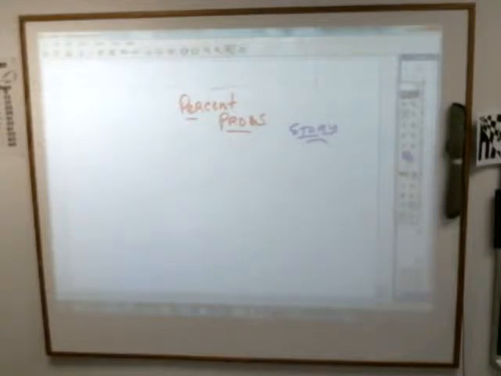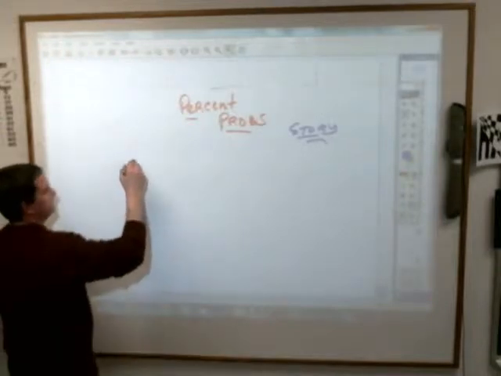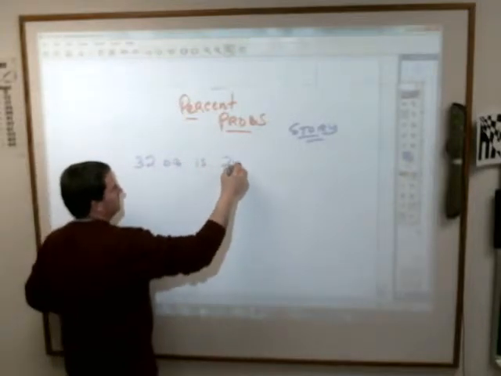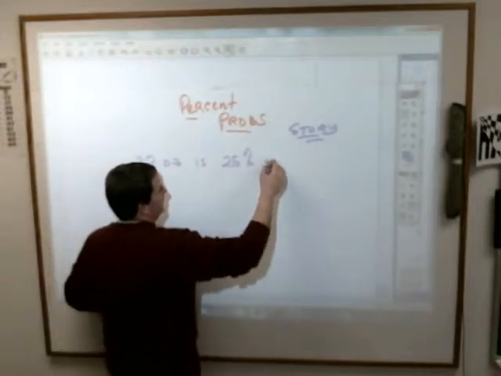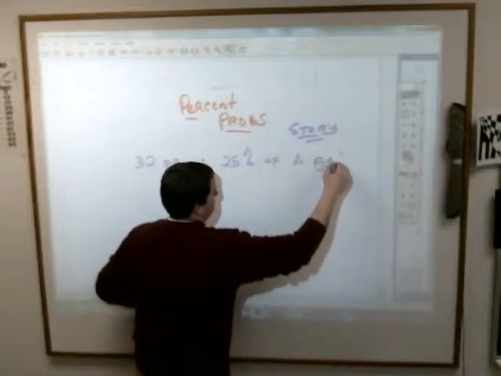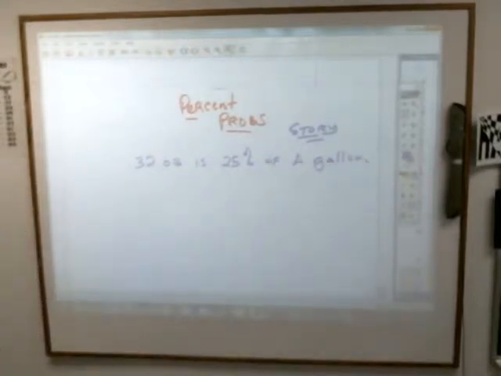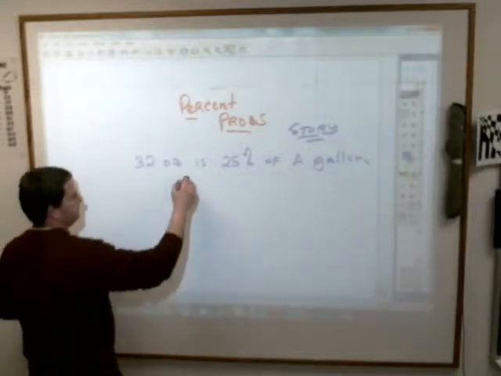32 ounces is 25% of a gallon. How many ounces is a gallon?